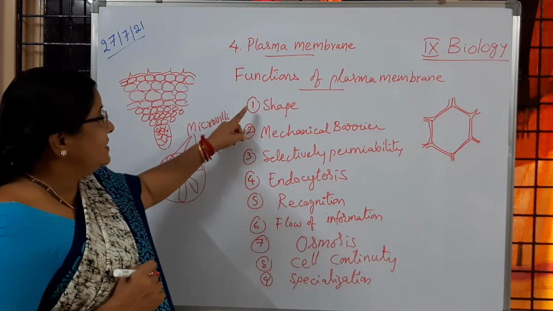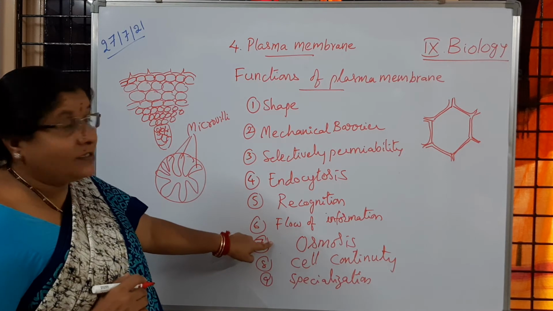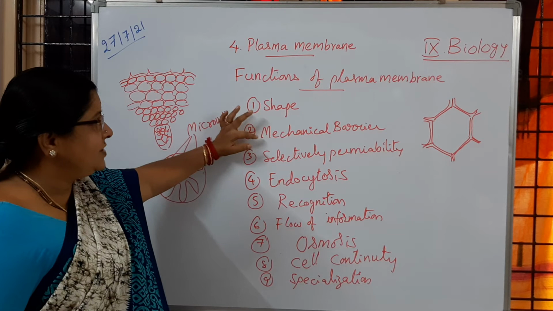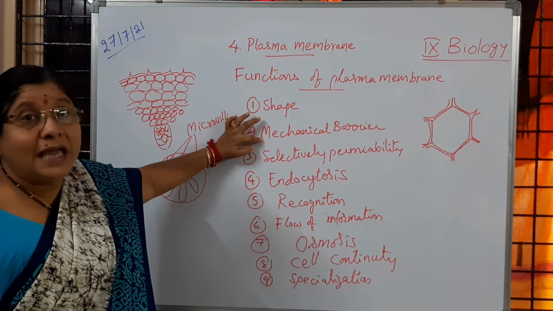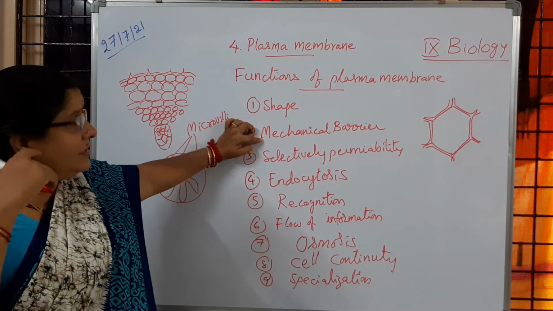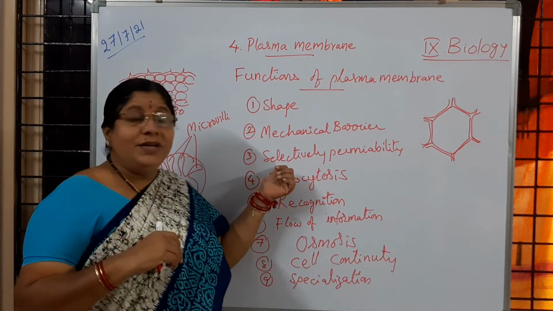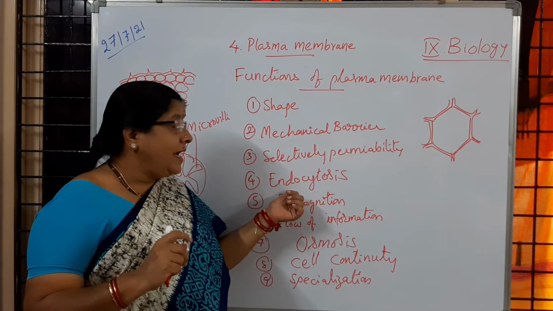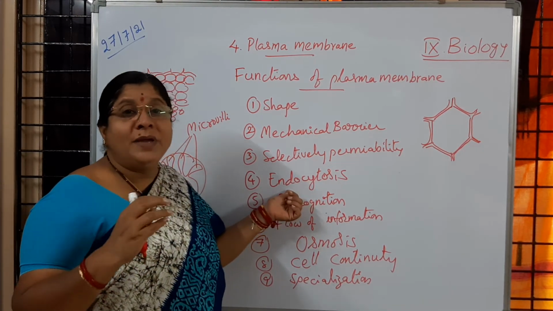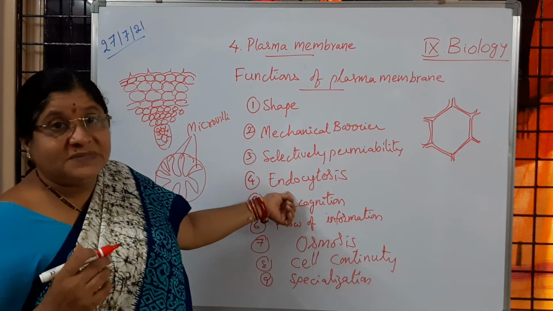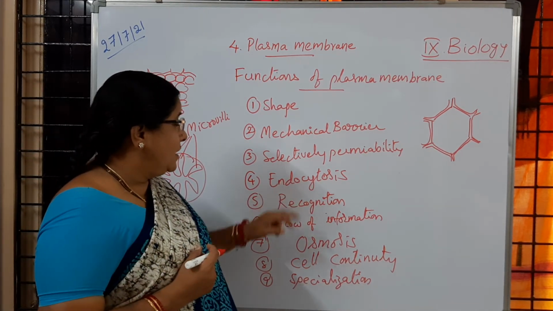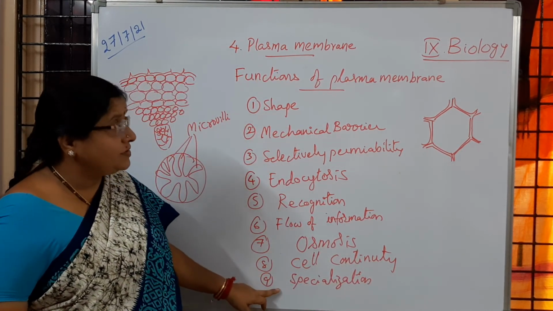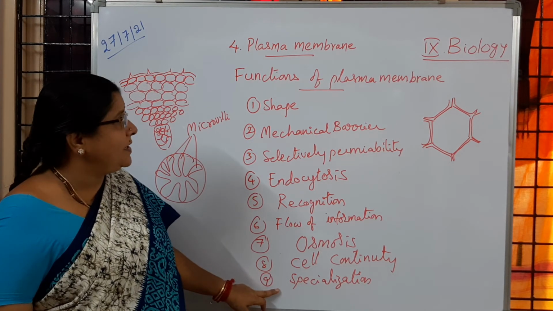So now let us recall, and it is very important for your exam also. The plasma membrane gives shape to the cell, so different shapes are given. Then it acts as a mechanical barrier for transferring different kinds of materials. Then it allows certain materials to pass through, selecting the materials. And endocytosis, like how amoeba gets its food, is also happening because of the plasma membrane. These are all the different functions carried out because of the plasma membrane.